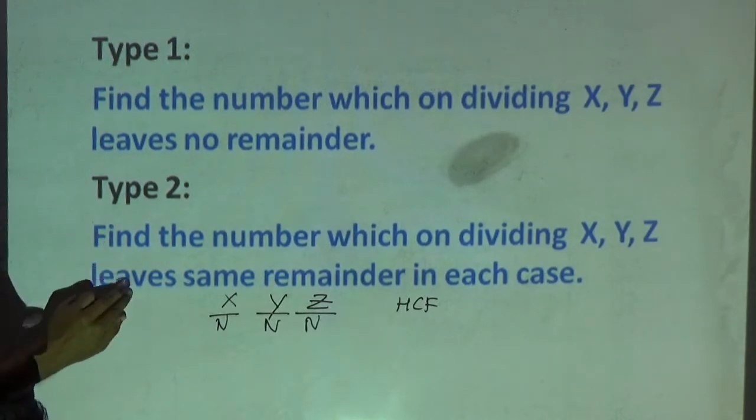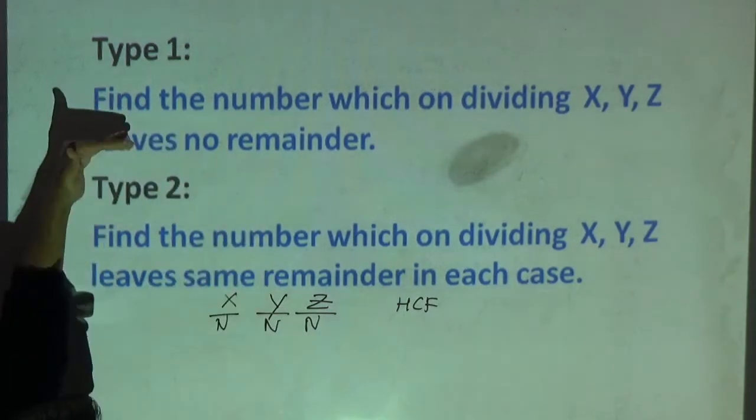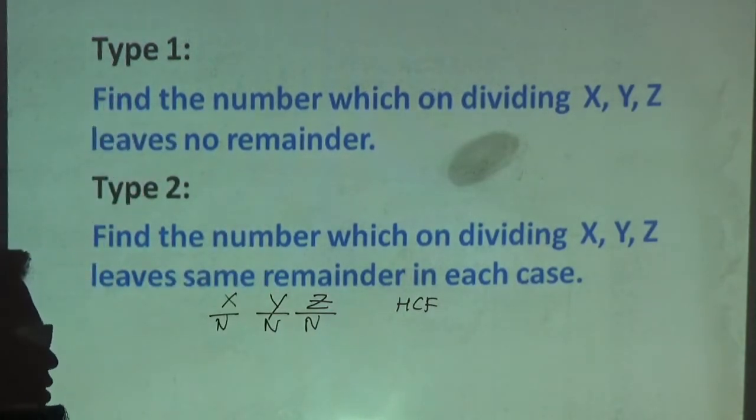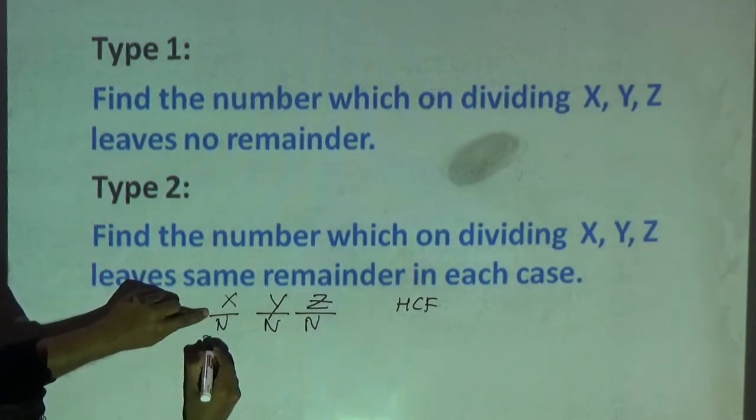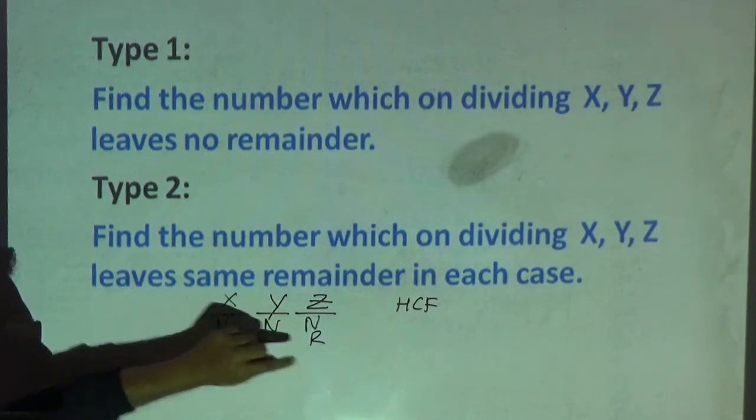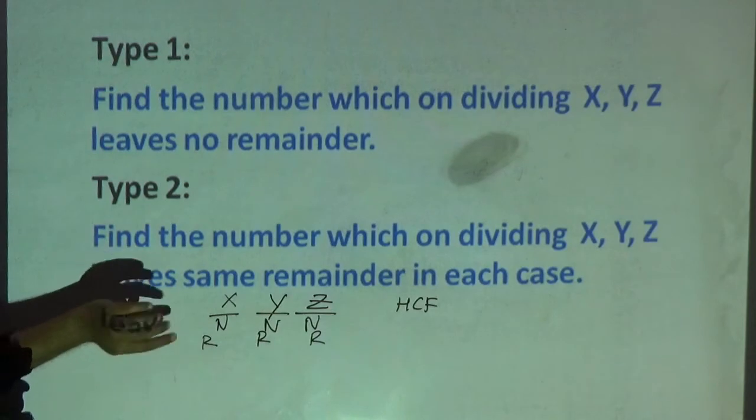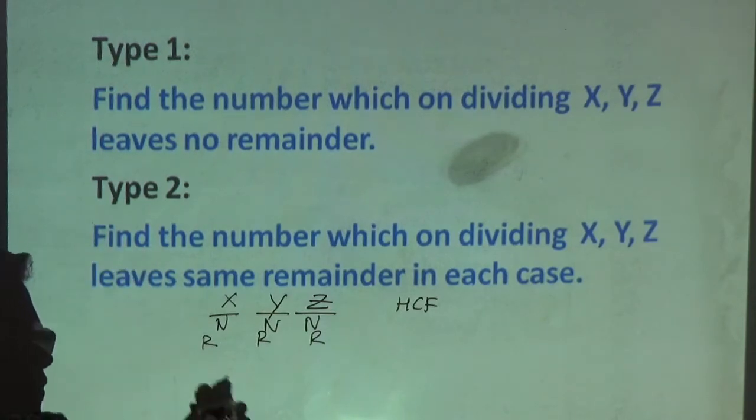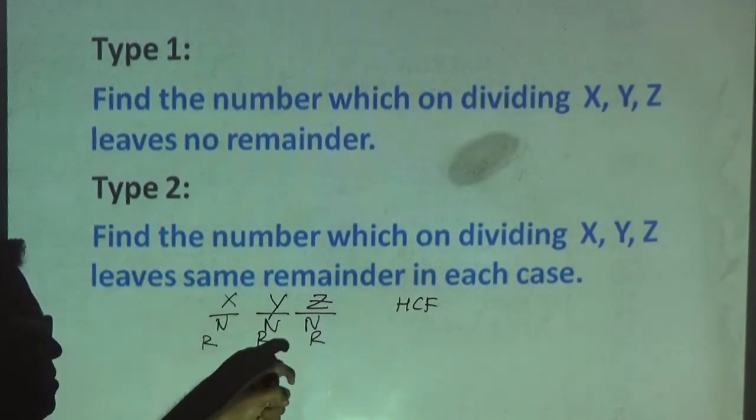Now, further you observe: leaves same remainder in each case. In the previous example, there was no remainder. Now, if I solve here, I am going to get the remainder R. Here also the remainder is R, and here also the remainder is R. That means same remainder. In the earlier example, type 1, there was no remainder. Here there is remainder R, but the remainder is the same in each case.